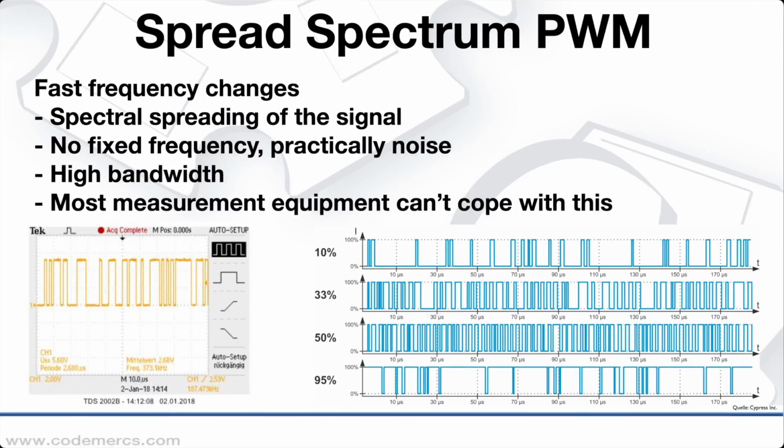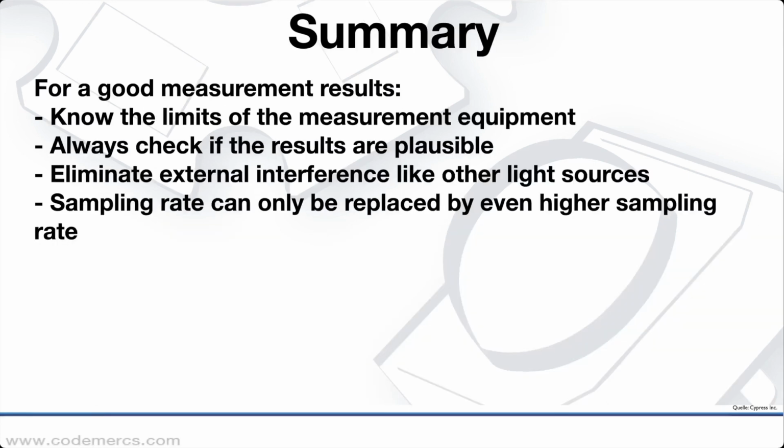Spectrum PWM is a real killer for flicker measurement equipment. It uses a pseudo-random system to spread its signals over a wide frequency range, and it's really hard to measure by the typical equipment. How can you make sure you're measuring no garbage?